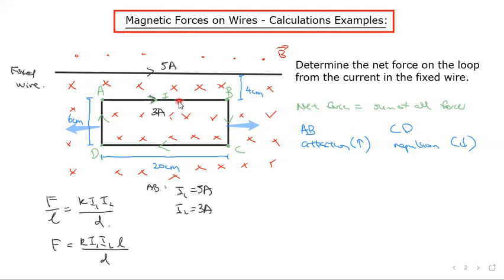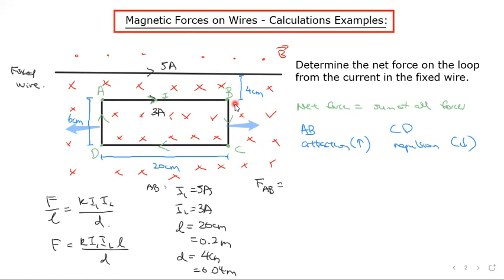Now, L is the length of the wire that is parallel. So for AB, that's going to be 20 centimeters, which is 0.2 meters. And D is how far AB is from the wire, which is 4 centimeters, which is 0.04 meters. So we can quite easily work out the force on AB.